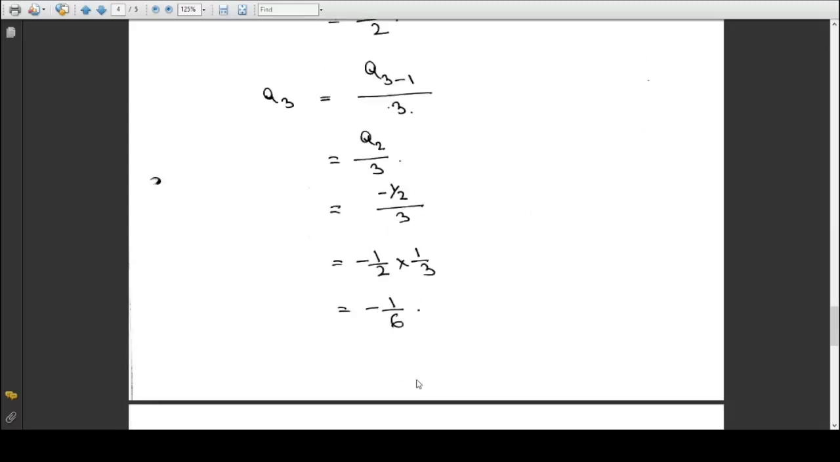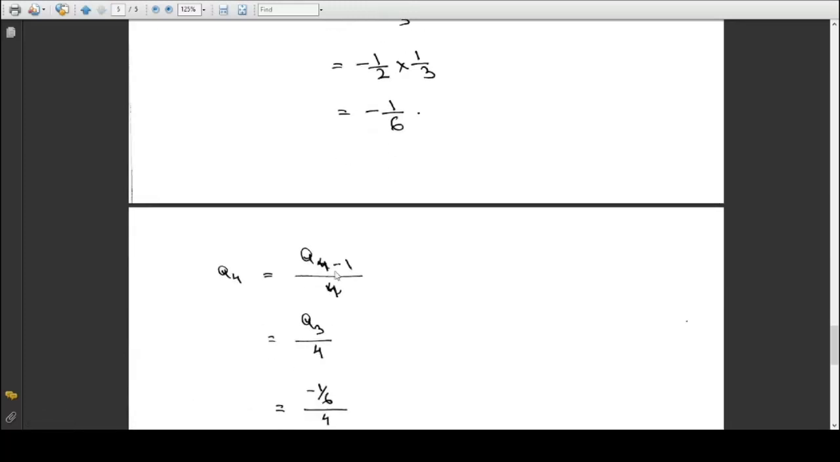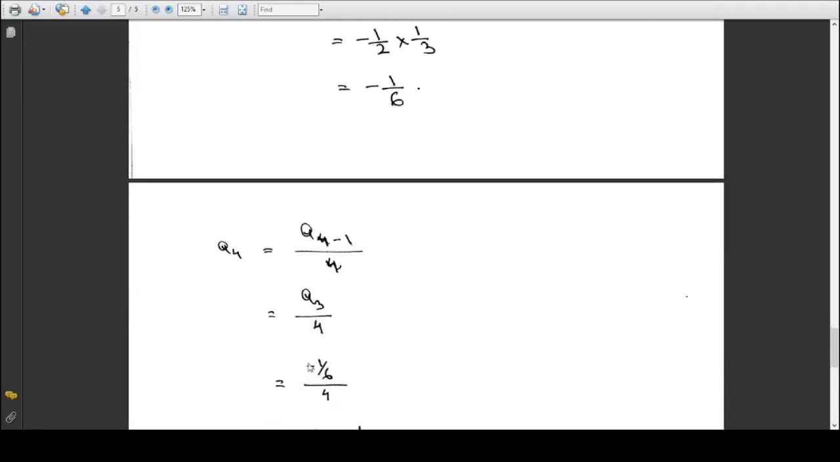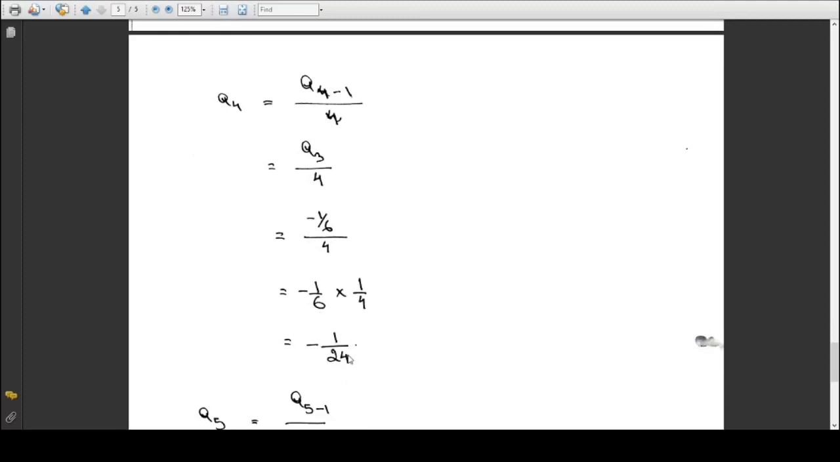Now putting n equal 4, we have a4 equals a(4 minus 1) by 4. 4 minus 1 is 3, so a3 by 4. Now a3 we have just found to be minus 1 by 6, so putting the value of a3, minus 1 by 6 divided by 4 will be minus 1 by 6, and then here also the same thing, you change this division sign to multiply. 4 by 1 will be 1 by 4. This means 6 times 4 is 24, that is a4 will be minus 1 by 24.